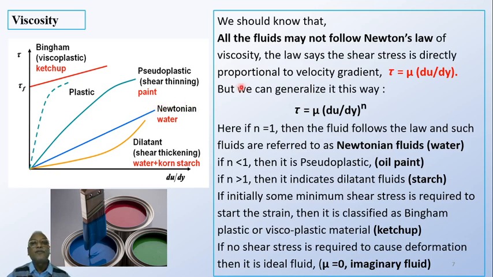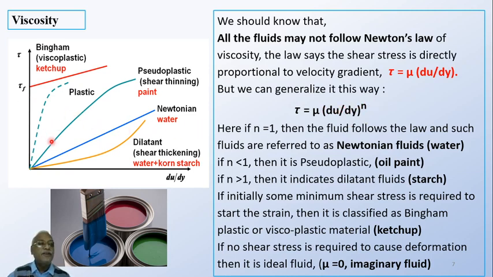the Newton's law, but not necessarily all the fluids existing in nature follow Newton's law of viscosity. The law says that shear stress is directly proportional to velocity gradient. Because of that, tau is equal to mu into du by dy. But in general, if observation is made of variation of shear stress with respect to the applied change in rate of strain, we get an equation tau equal to mu into (du by dy) raised to n. The power of the shear rate of strain is n.